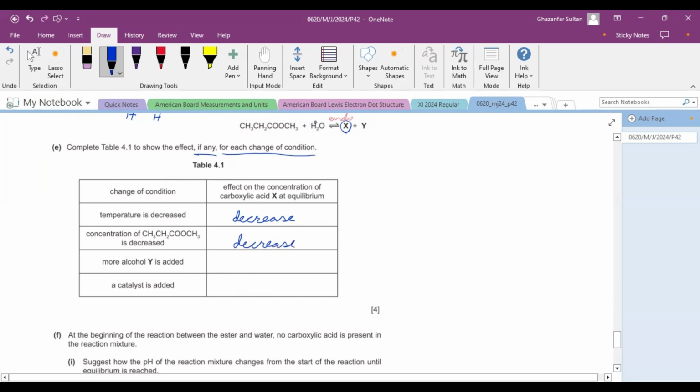More alcohol Y is added. If we add the alcohol here, so definitely the total concentration on product side would increase. So it causes the shift of the equilibrium towards left. And shifting of equilibrium towards left means carboxylic acid and alcohol combine to form more ester. So in this way, again, the concentration of carboxylic acid decreases.